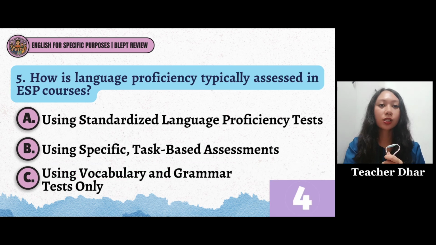For our next question, how is language proficiency typically assessed in ESP courses? Letter A, using standardized language proficiency tests, or letter B, using specific task-based assessments, or letter C, using vocabulary and grammar tests only. Your 5 seconds starts now.